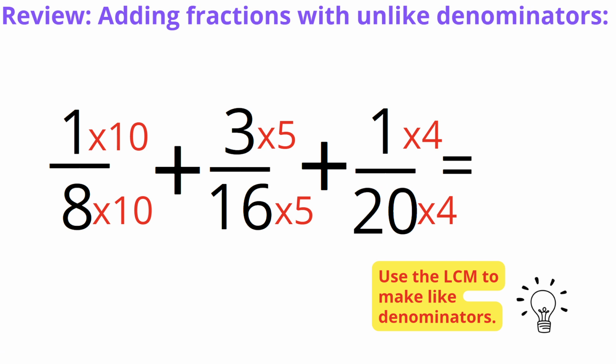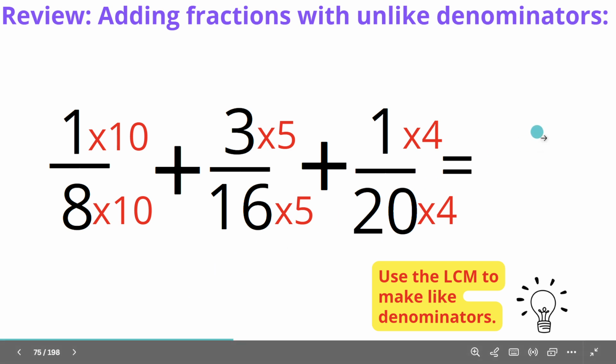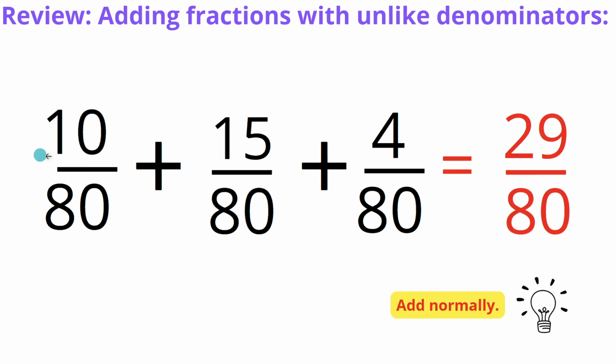Using our fractional form of 1 in the first fraction, it would be times 10 tenths. Using our fractional form of 1 in the second fraction, it would be 5 fifths. And using our fractional form of 1 in the third fraction, it would be 4 fourths. That will create like denominators and equivalent fractions. We're going to get 10 80ths plus 15 80ths plus 4 80ths. 10 plus 15 is 25 plus 4 is 29. 80 stays the same.